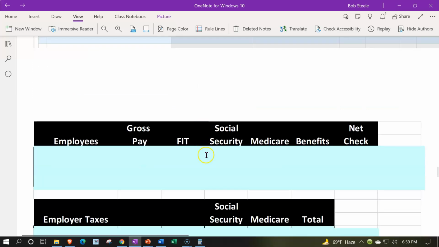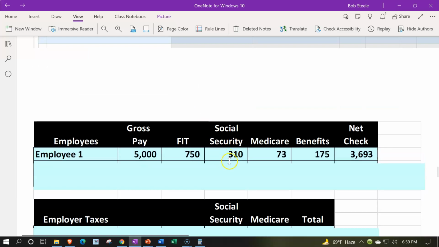So if we think about the payroll just in general, let's imagine we're going to calculate the payroll and see what's behind the payroll.